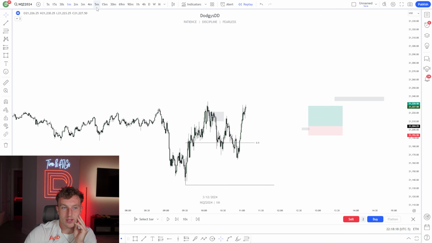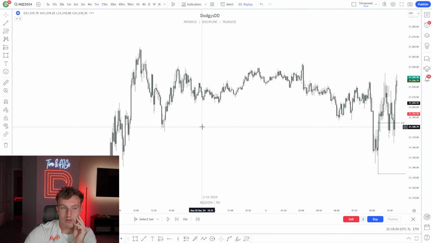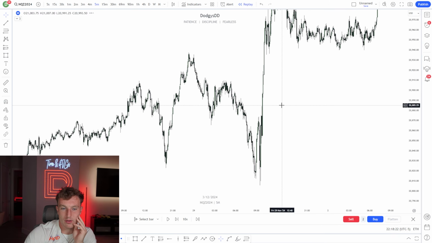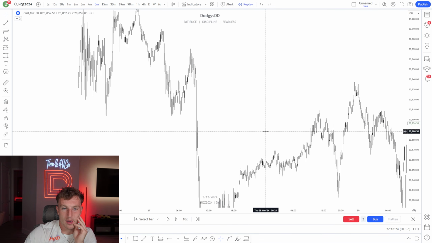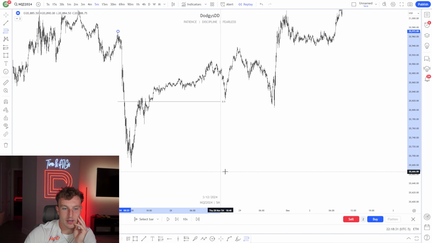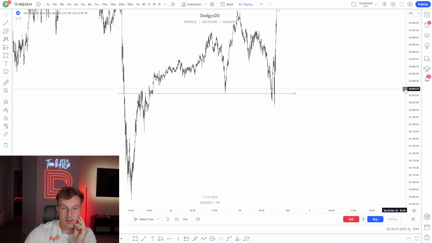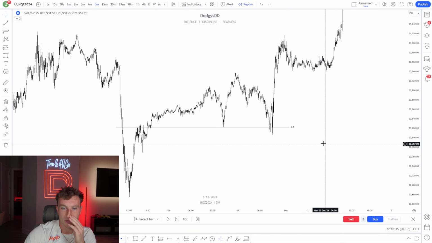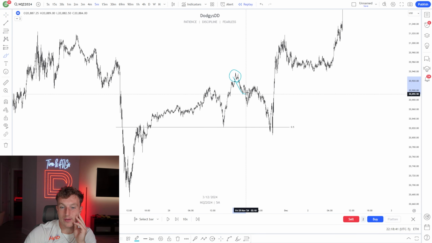Again, just look for those impulse legs. Same thing with shorts. If you're ever looking to take a short, you generally want it to be pretty high up. So even look at this impulse leg right here down. See how it's super obvious right here? You can see when we get to the 0.5 or the premium of this range, we do struggle. We're way up here in this range, we do struggle and we do go down.